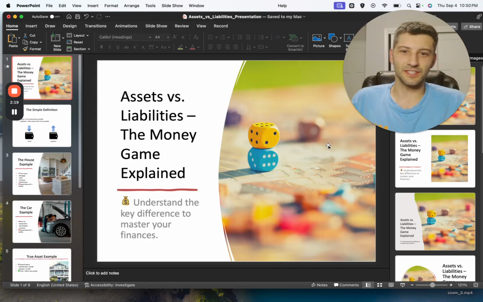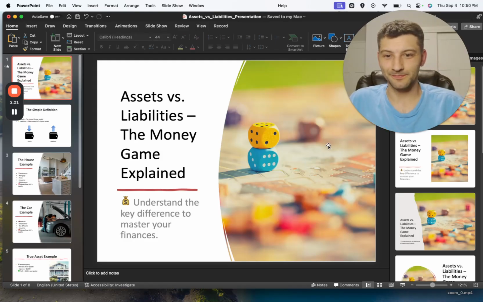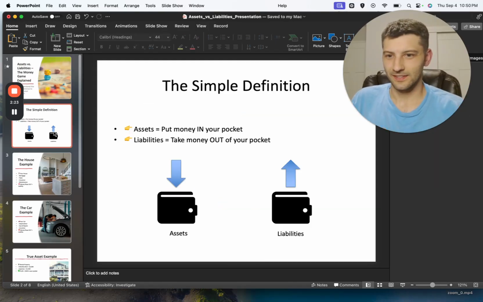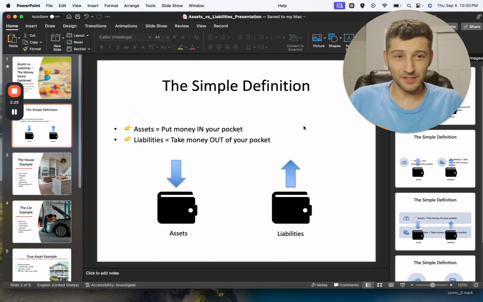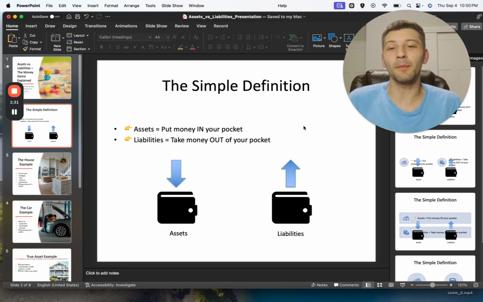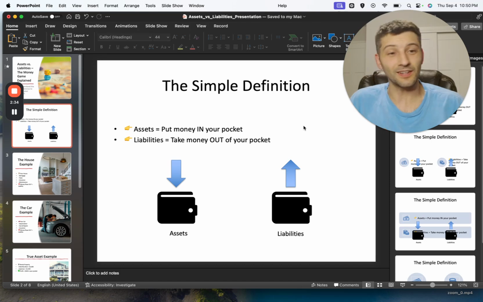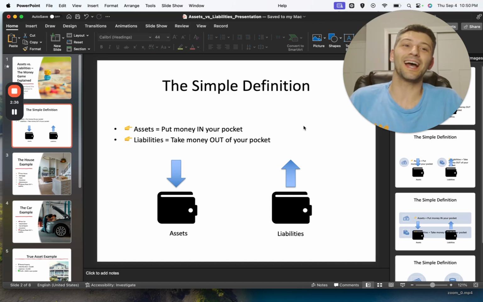The assets versus liabilities money game. So here's the plain, simple definition of assets and liabilities. Assets put money in your pocket, and liabilities take money out of your pocket.